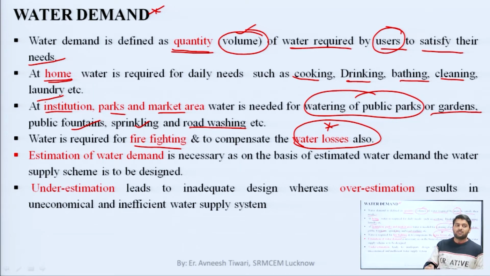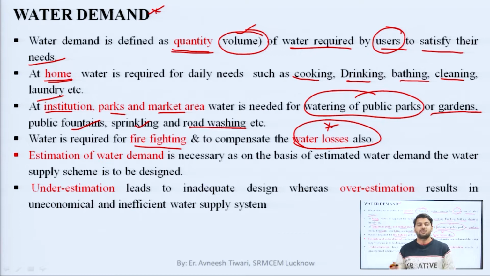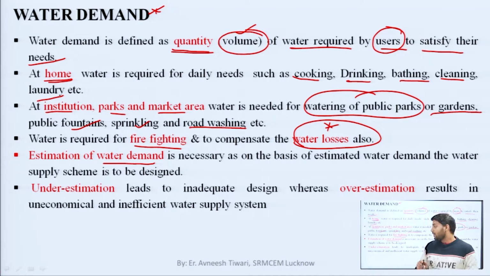Why are these things necessary? What is the need to be aware of water demand? Basically, if we are going to design a structure, then we have to know for what quantity we have to design it. That is the basic purpose behind knowing water demand, knowing the quantity of water which we need to satisfy the needs in future. So estimation of water demand is necessary. If we fail to properly estimate it, there will be problems. The problems will be in two forms.